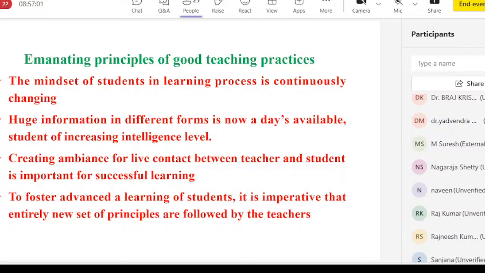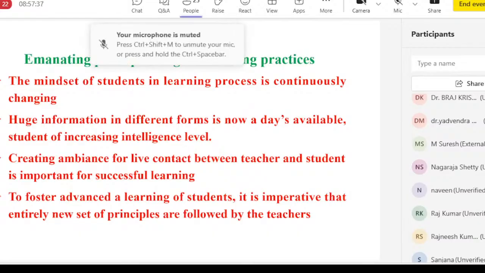Now, to foster advanced learning, it is imperative that an entirely new set of principles are followed by the teacher. What I used to follow some 40 years back must not be followed by me today. So I have to change continuously. I've been changing because I have already understood this. The students are becoming intelligent, and unless you are attractive to the students, they are not going to listen to you. It's not their fault. They are more capable than you. So for handling these kinds of students, every year it is changing.